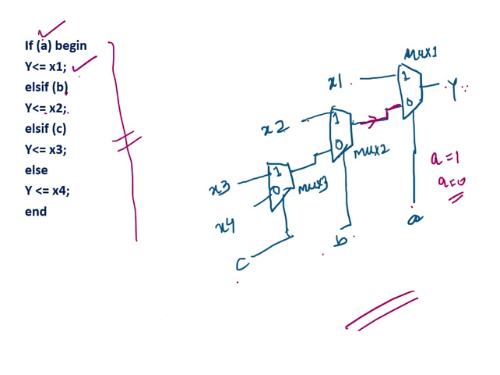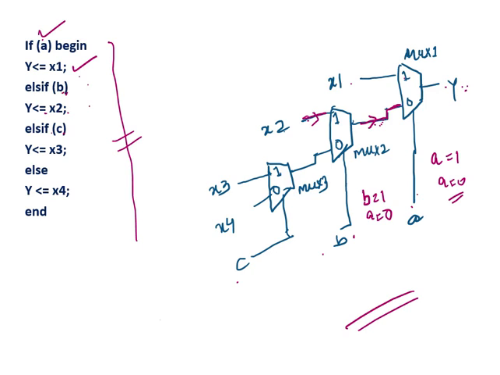So if b equal to 1 and a equal to 0, this x2 will be propagated to the output. At the same time a has to be 0, because only if a is 0 will this data be propagated to y. So else if b, y equal to x2.